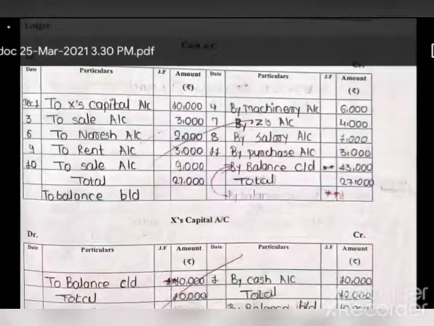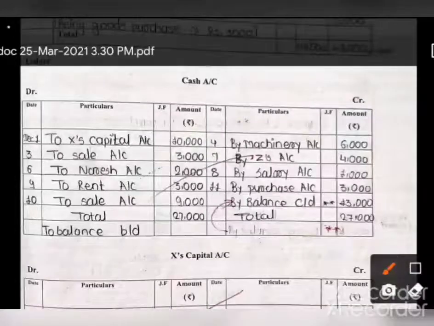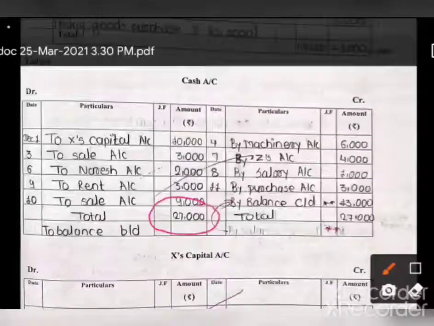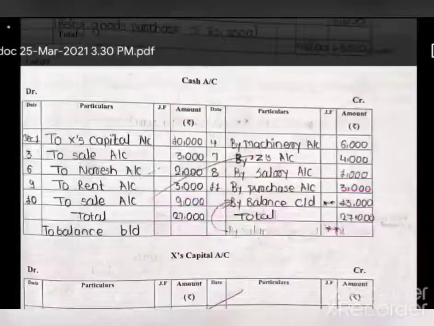So what we have to do, it is a debit balance. Once we have seen how to find the balance, now we have to check how to balance the ledger. Here it is 27,000 and here it is 14,000. So there is a difference of 13,000. So how will we balance this ledger?